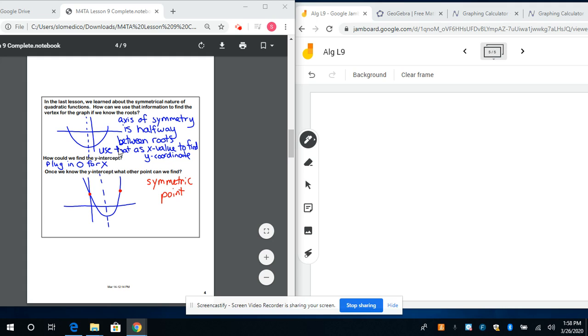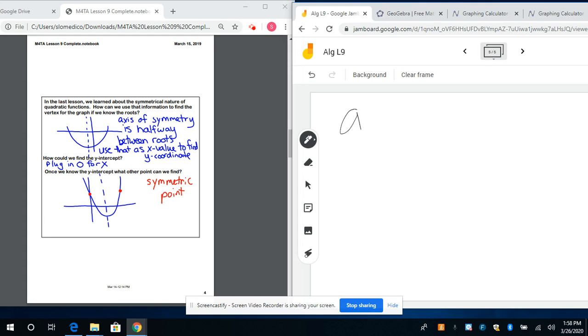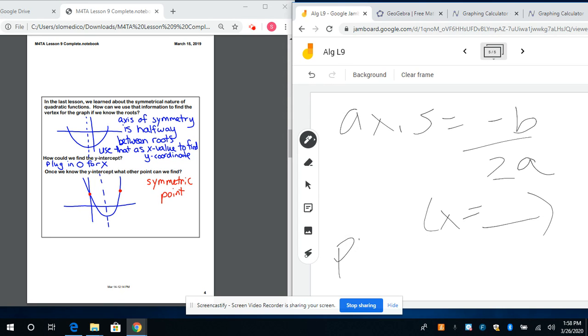So again, when we find the axis of symmetry, we use our formula negative b over 2a, right? And this gives us x equals a number. To find y, you just plug x into your quadratic to find your y value. All right.